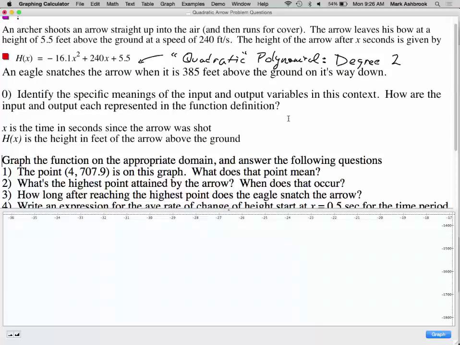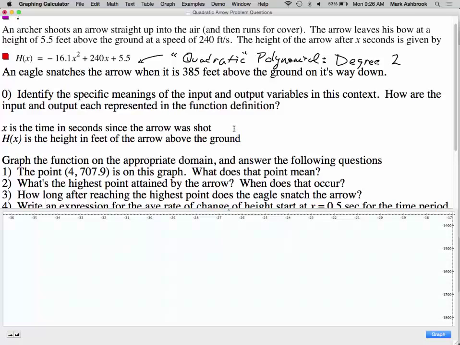Now, the question comes, how do I get a good window on my calculator to show the right part of the graph that I want? All I see is a vertical line, or I don't see anything at all. Okay, it goes back to what values make sense in this situation for your input and output variables. So you just have to think. So x is time in seconds since the arrow was shot.